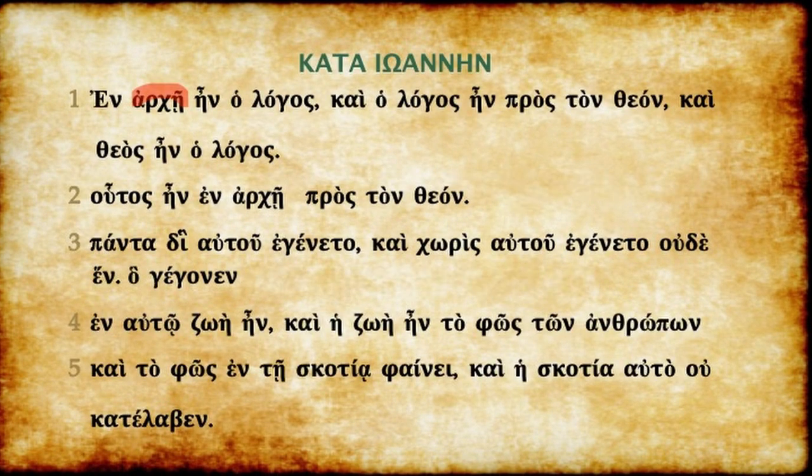Let's spell this word. The first vowel is alpha, then comes rho, he, eta, archei. Archei means beginning, ruler. In the English word archangel, we have the first part of the word, arch, which means chief or the ruler, chief angel.